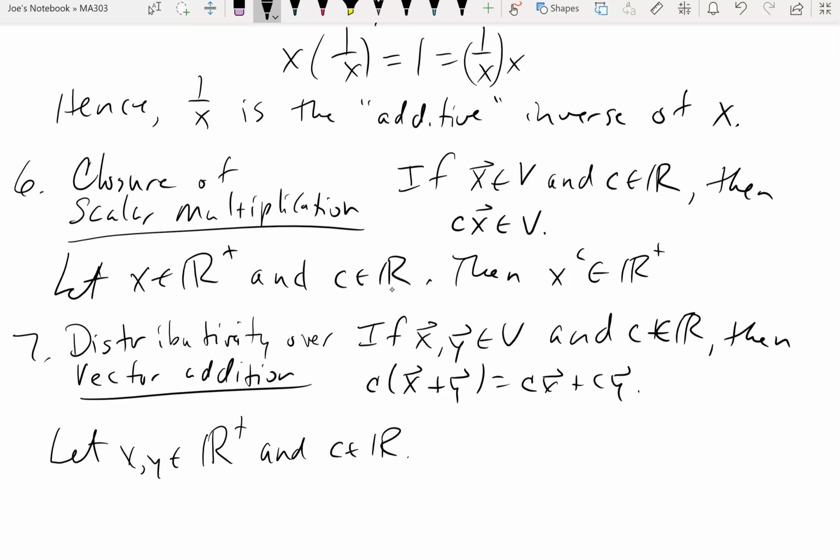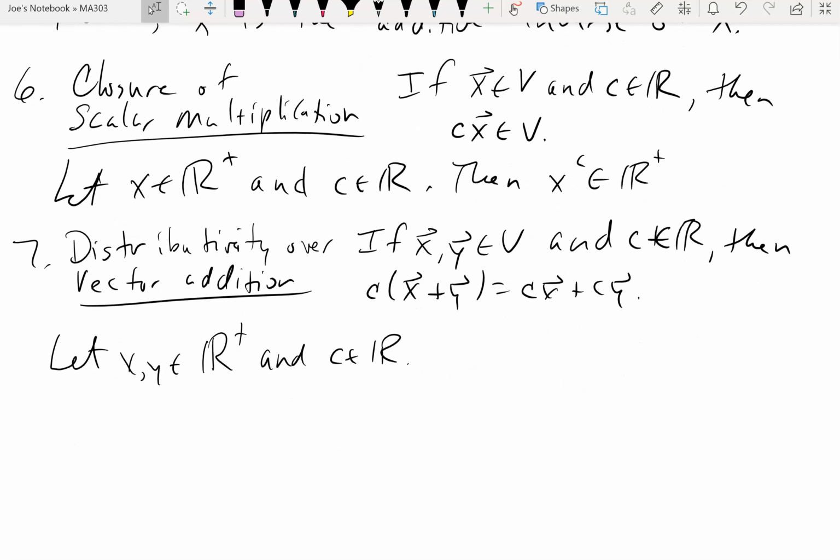All right, so we want to show that the scalar multiplication distributes over the vector sum, but in this case, the vector sum really is multiplication, and scalar multiplication is really exponentiation, right? This is how x plus y as vectors is defined. And this is how constant times vector is defined, right?